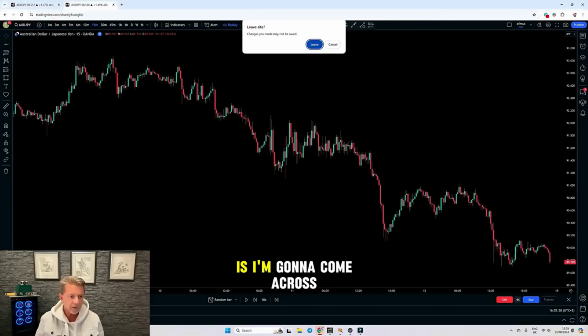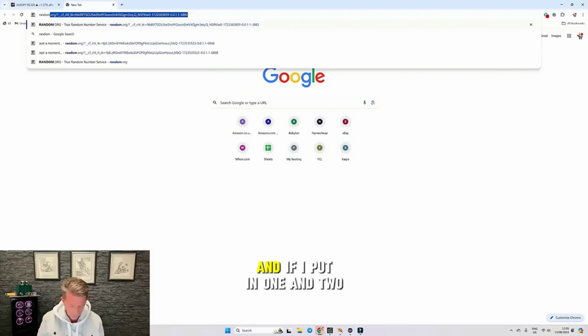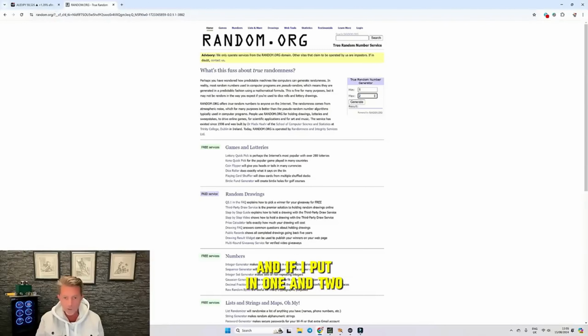So the next thing that I'm going to do is come across, we don't need that chart now, to random.org, and put in 1 and 2, 1 being we're going to go long in this market, 2 being we're going to go short in the market, and just click generate. Then random.org, not you or I, is going to decide on our next trade.